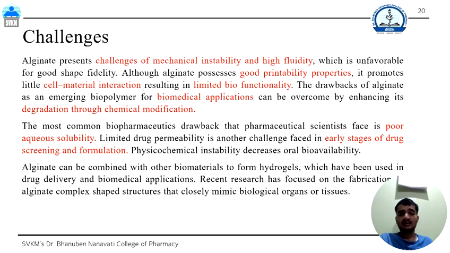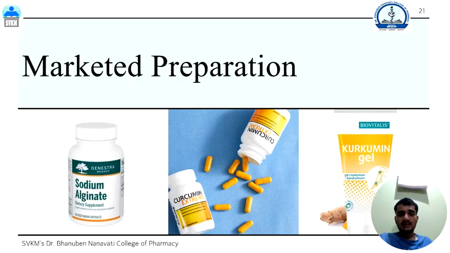Alginate can be combined with other biomaterials to form hydrogels which can be used in drug delivery and biomedical applications. Recent research have focused on the fabrication of alginate complex shape structures that closely mimic biological organs or tissue. These are the various marketed preparations which are made of alginate and alginate combined with other drugs such as curcumin.